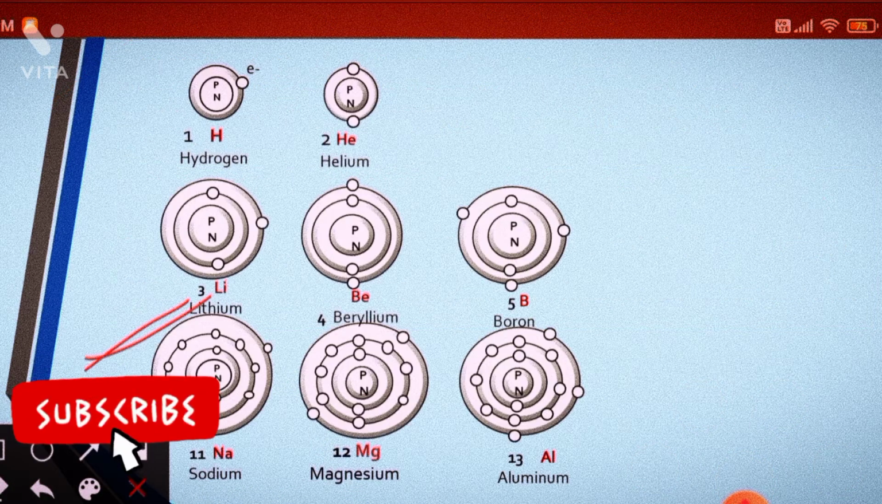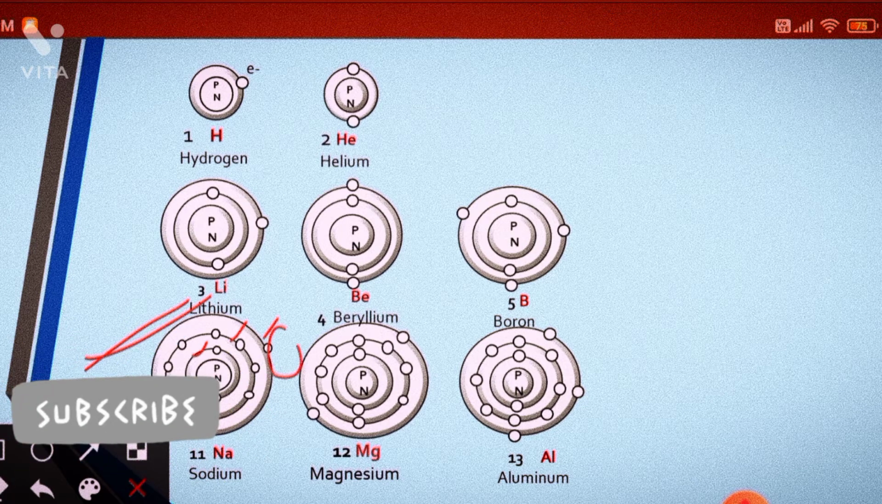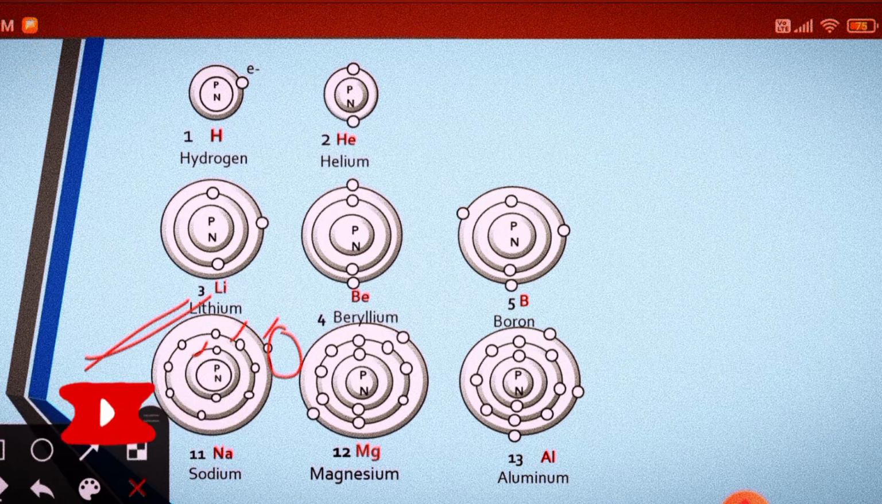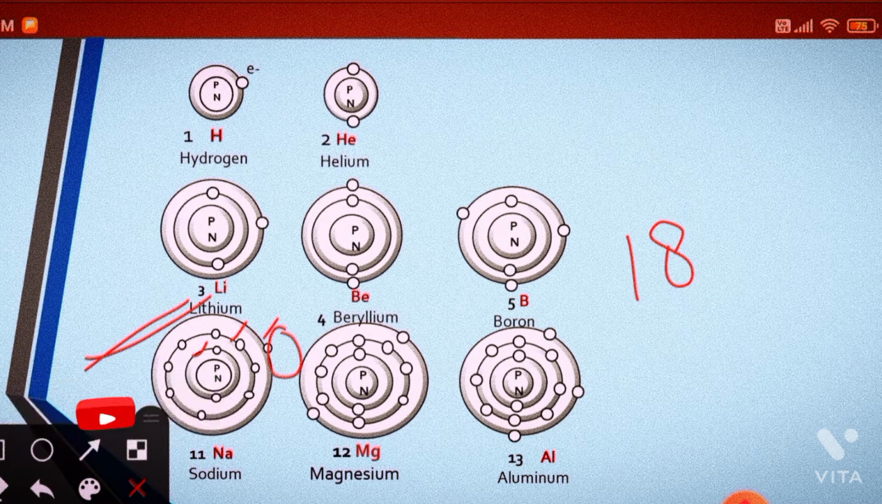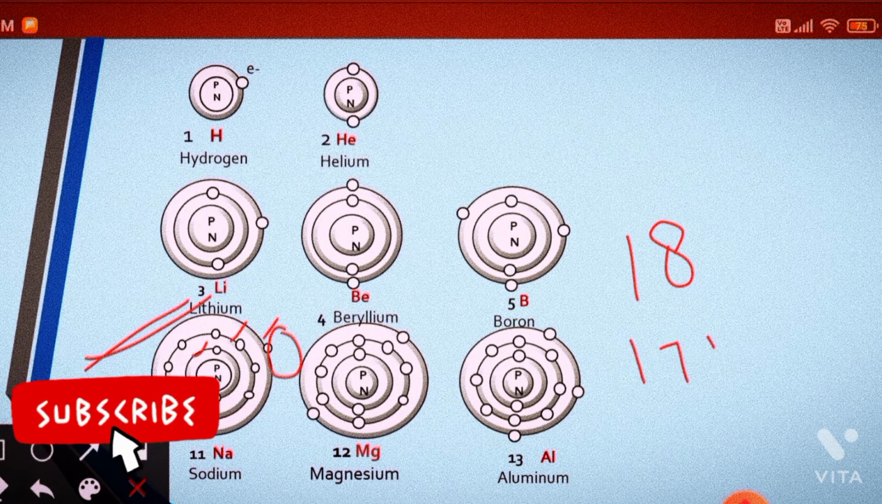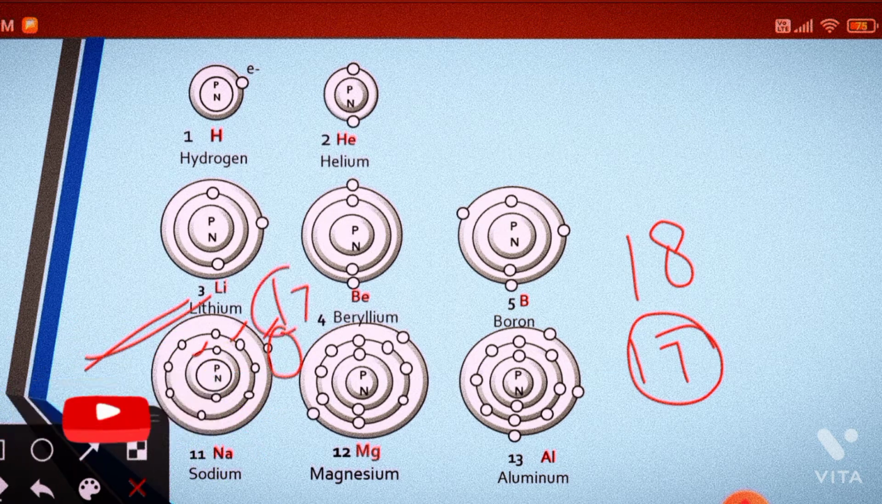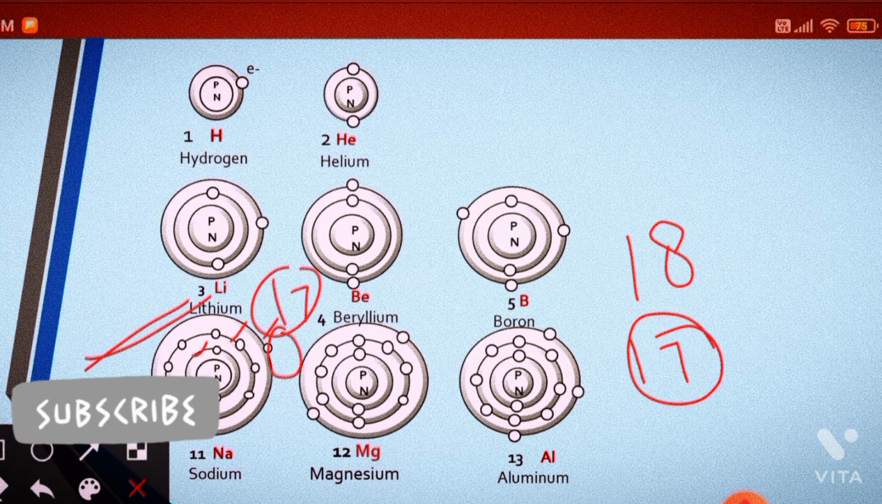For that we will see the electronic distribution of sodium. Sodium has how many shells? 3 shells. First shell, second shell, third shell. In the third shell, sodium has only 1 electron and that is incomplete. Now to complete this third shell, sodium needs 17 electrons, which is electrically impossible, because nobody can donate 17 electrons. So sodium cannot take 17 electrons from any atom because electrically it is impossible.